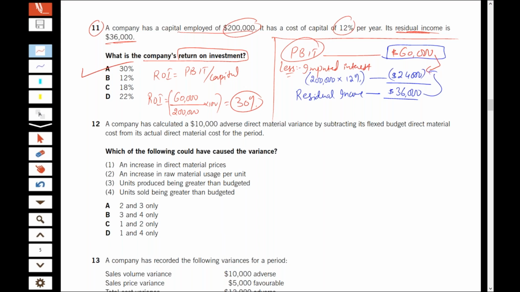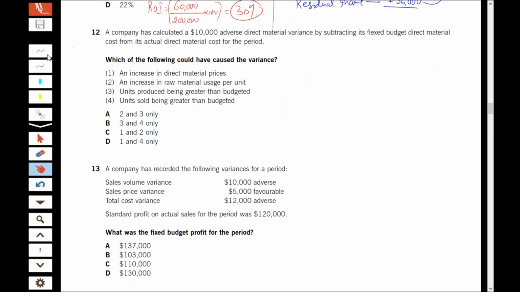30%, okay? So this is your residual income calculation. It gave me the answer of profit before interest and tax, and through profit before interest and tax, I calculated the return on investment. Now moving to the next question, number 12.